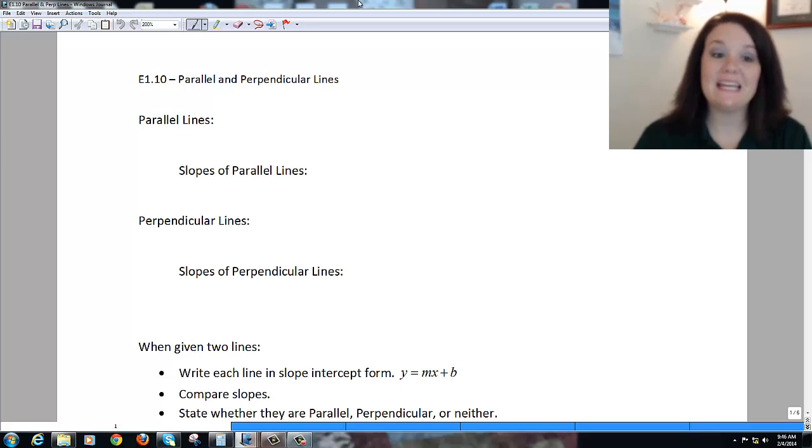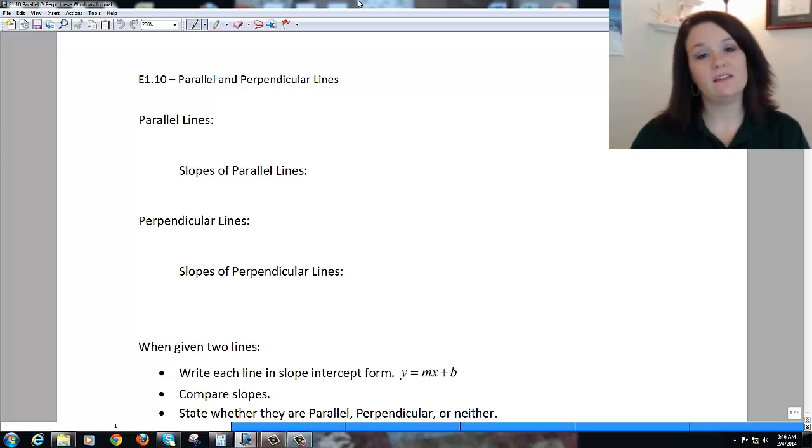Okay, so this is E1.10, which is parallel and perpendicular lines. I want to refresh you on what parallel and perpendicular mean, and then show how we can use it to find the equation of a line for another line that's either parallel or perpendicular to our original line.